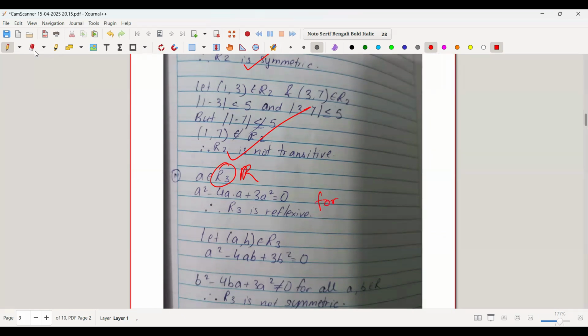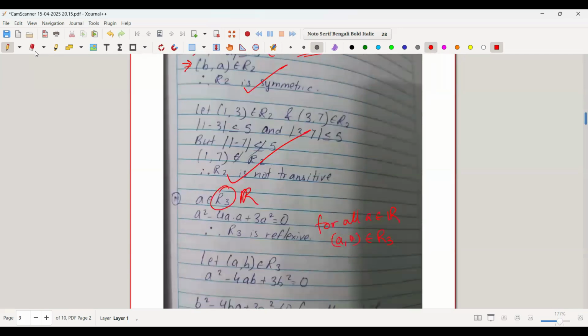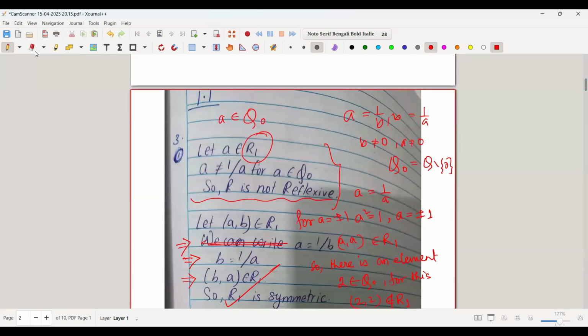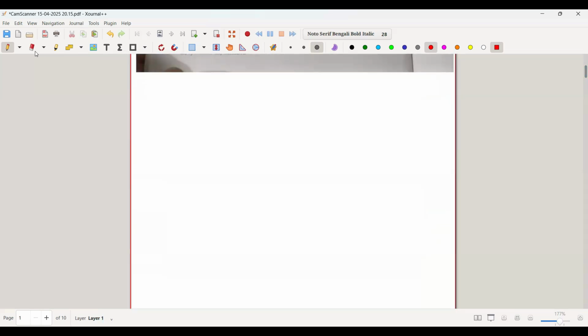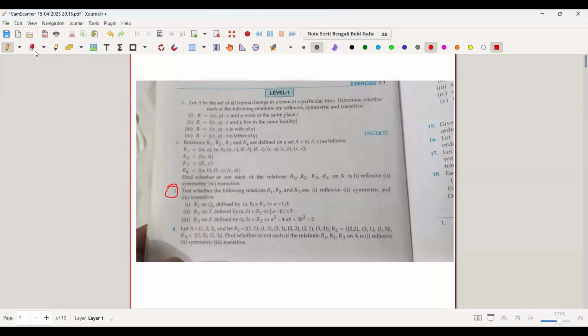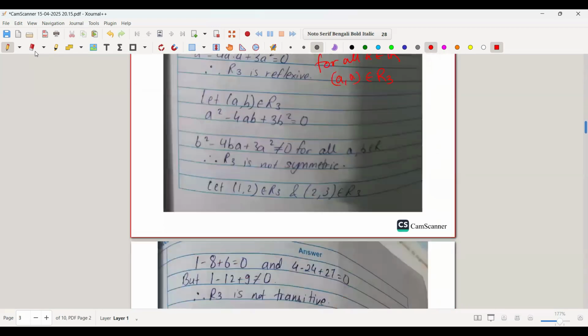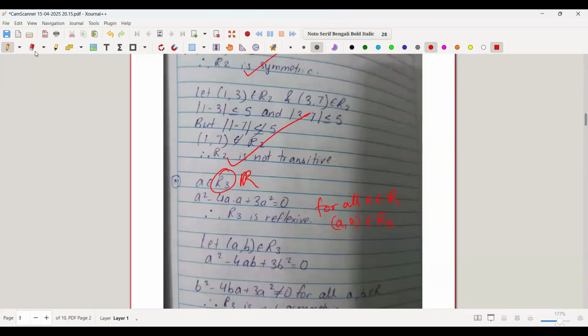So for every real number A, (A, A) belongs to R3, because A square minus 4A square plus 3A square is 0, and 0 belongs to the solution set. The equation was A square minus 4AB plus 3B square equal to 0. So this is equal to 0, that means R is reflexive.